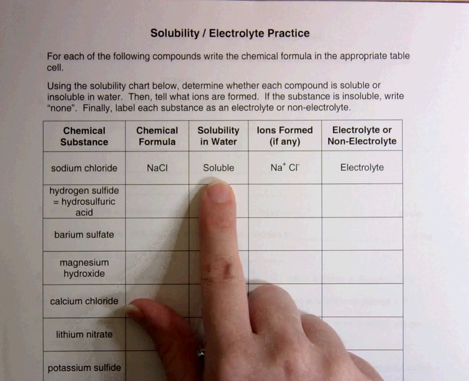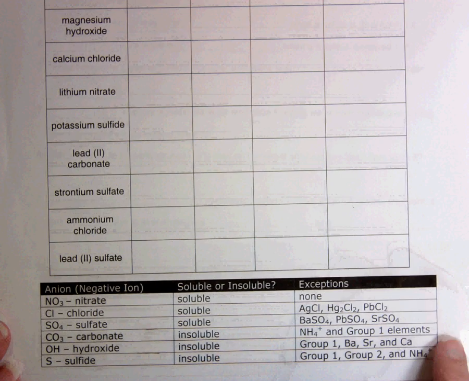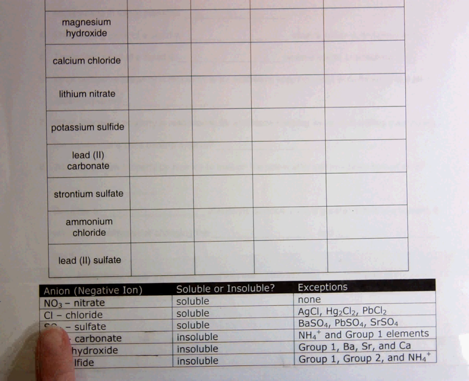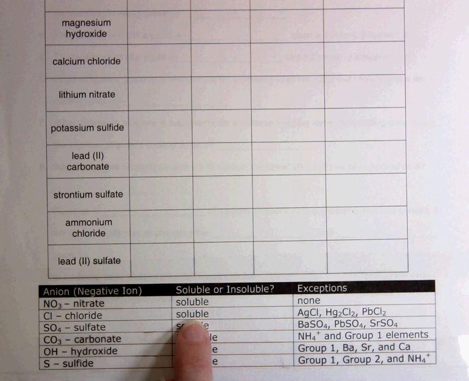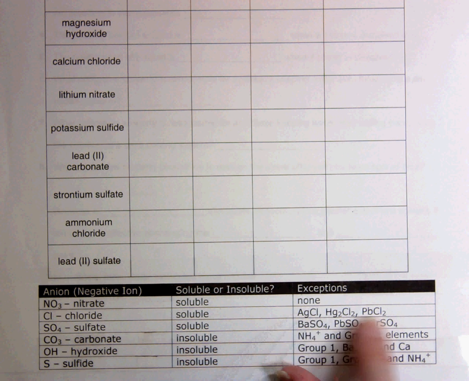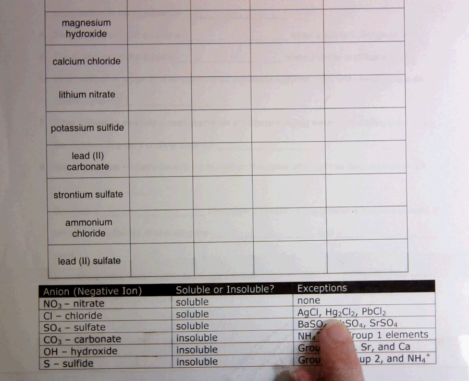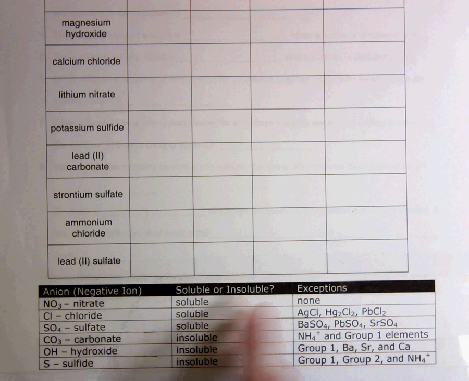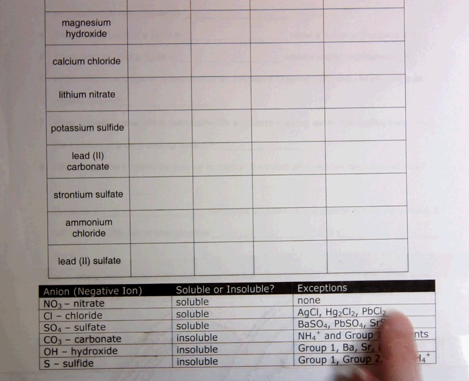To figure out if it's soluble or not, you're going to look at this chart down here at the bottom. And in our case, we were looking at sodium chloride, which is NaCl. Here's chloride, Cl. It says that chlorides are soluble except for these. So if my substance had been AgCl, or Hg2Cl2, or PbCl2, then this would have been insoluble because it's an exception to this rule. So for these three, nitrate, chloride, and sulfate, they are soluble unless they're one of these exceptions.